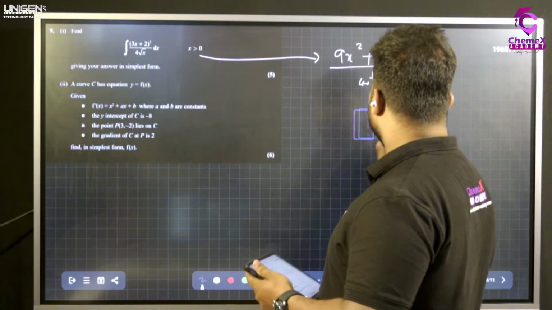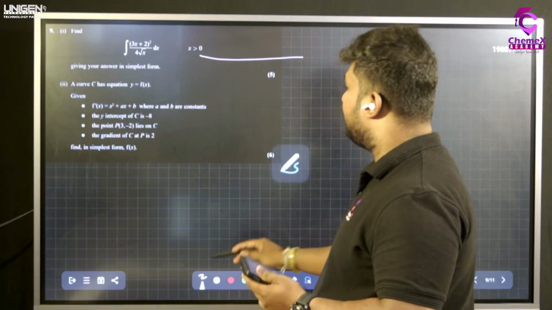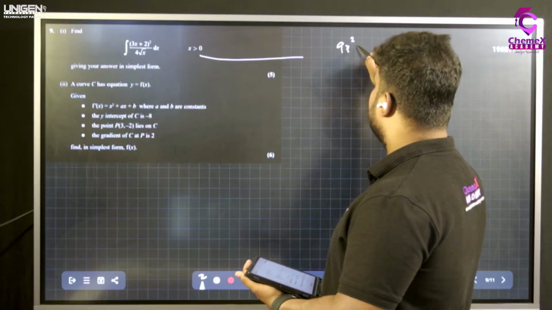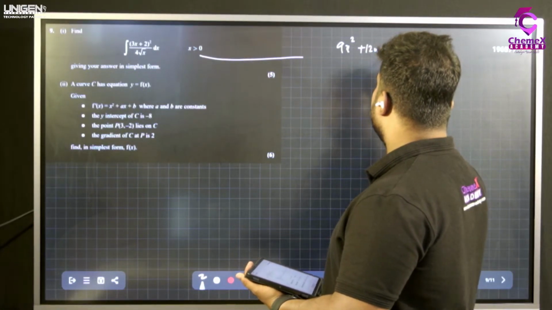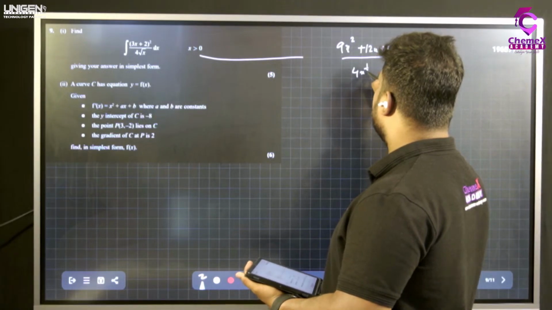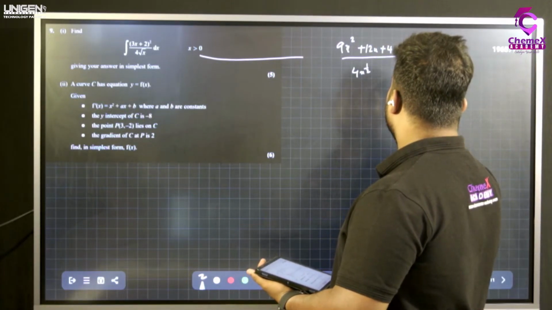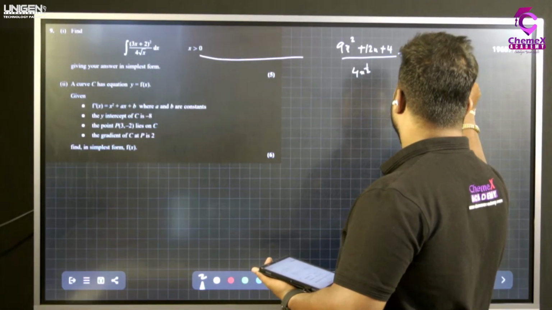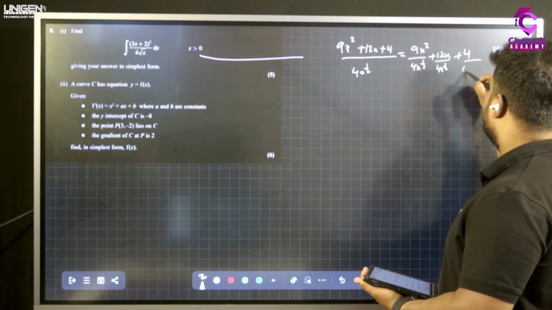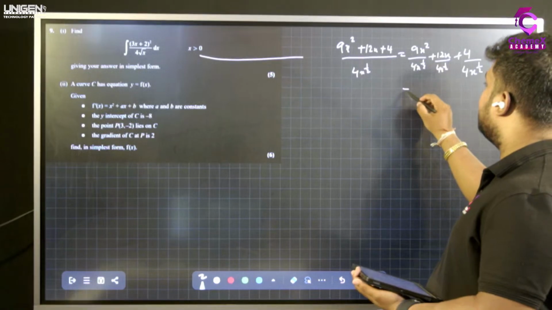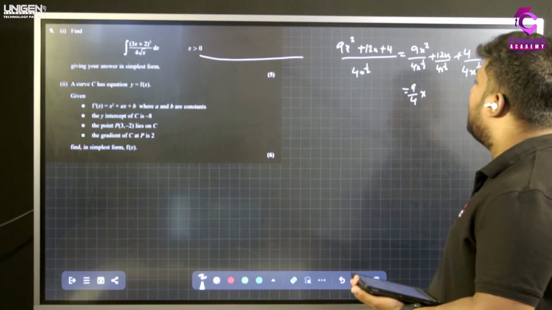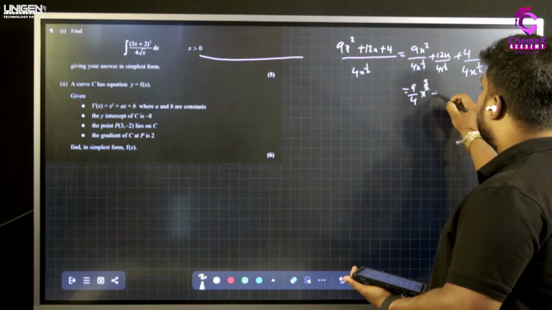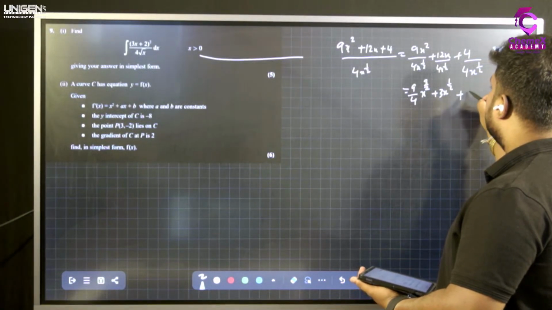To do this question, first thing you have to simplify. How do you simplify? To integrate 9x squared plus 12x plus 4 divided by 4x half, simplify 9x squared over 4x half plus 12x over 4x half plus 4 over 4x half. Then if you simplify this, you get 9 over 4 x to the power of 2 minus half, which is 3 over 2, plus 3x half plus x to the power minus half.